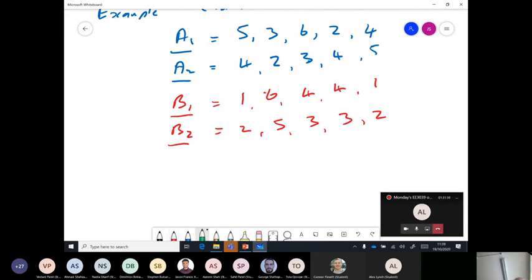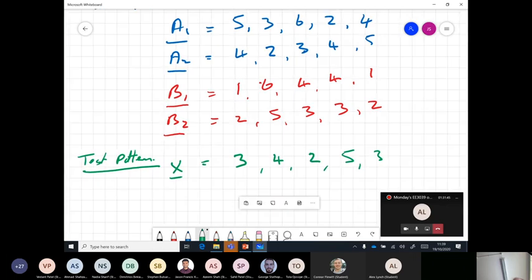Now a test pattern comes along. And let's have a test pattern. Let's call it X equals, well, I don't know, what shall we have? 3, 4, 2, 5, 3. Now, classify pattern X according to these reference patterns using the distance classifier.